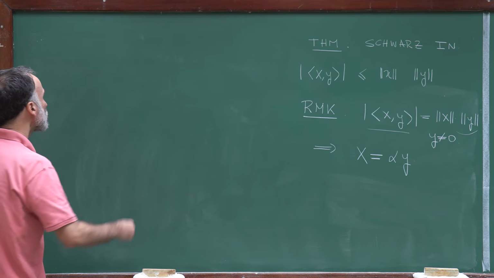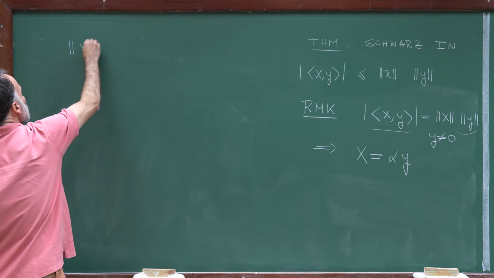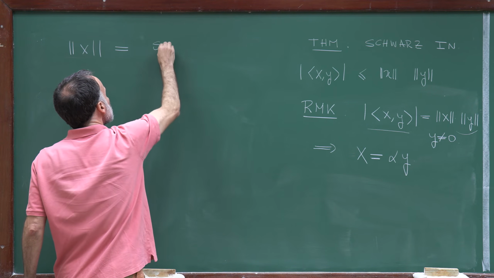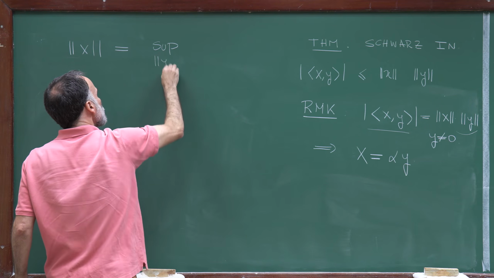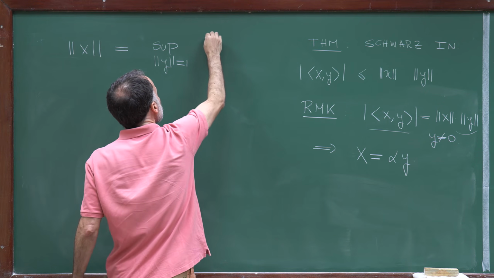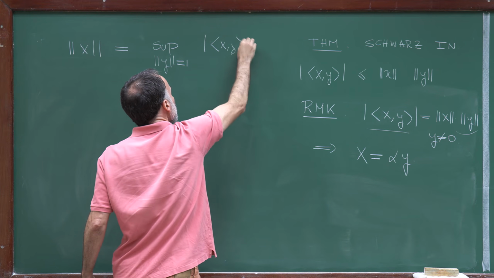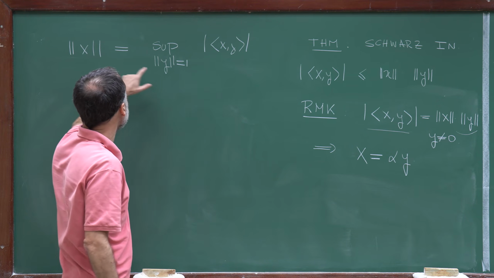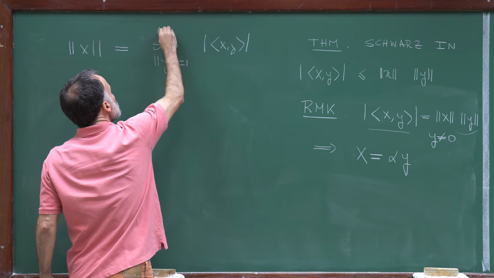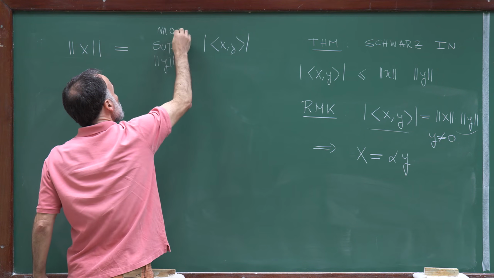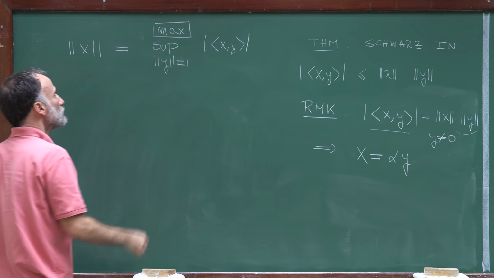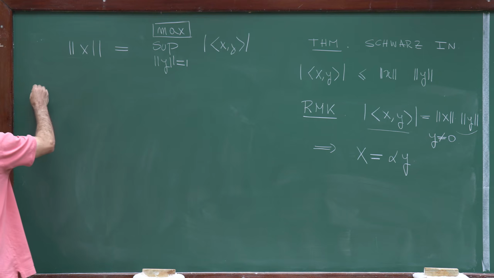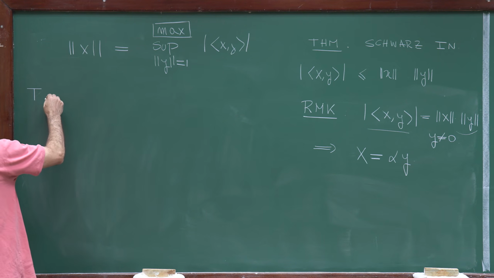So in the previous remark, let me insist on that, we proved that the norm of x is a supremum over all y with norm equal to 1 of the scalar product of x and y. But we obtained one y for which this is an identity, so actually this is a maximum, right? So this supremum is actually a maximum, and that will be used later. Now we can go to the triangle inequality.